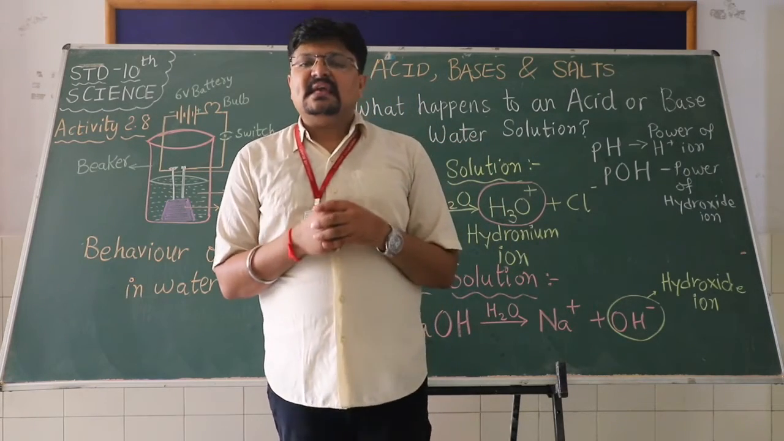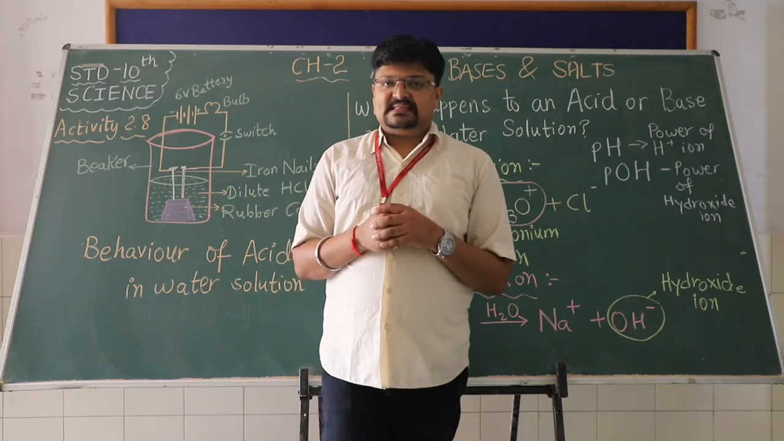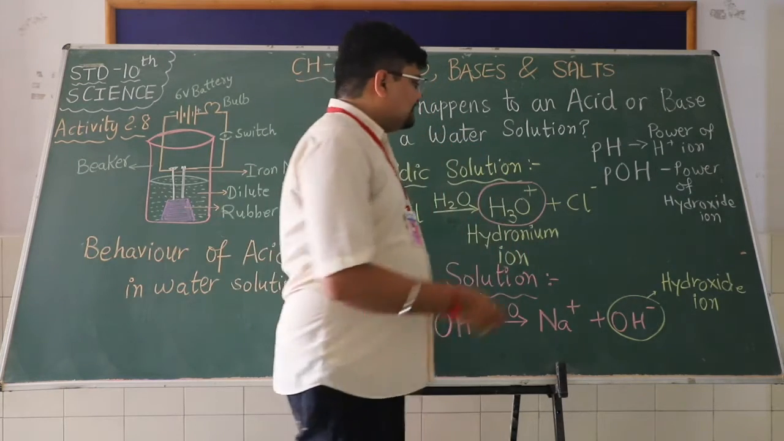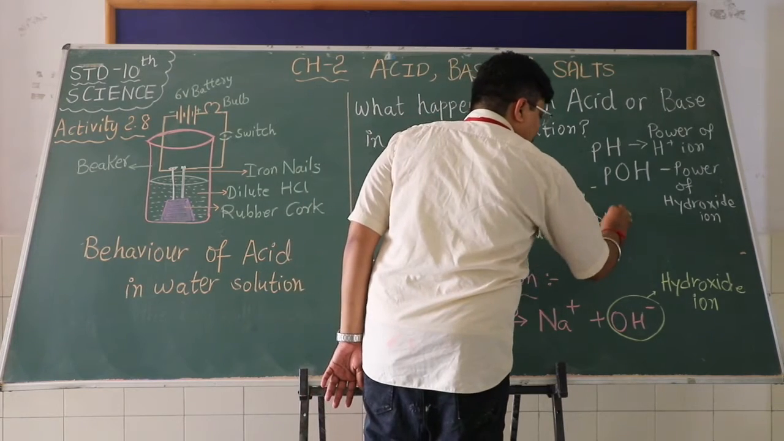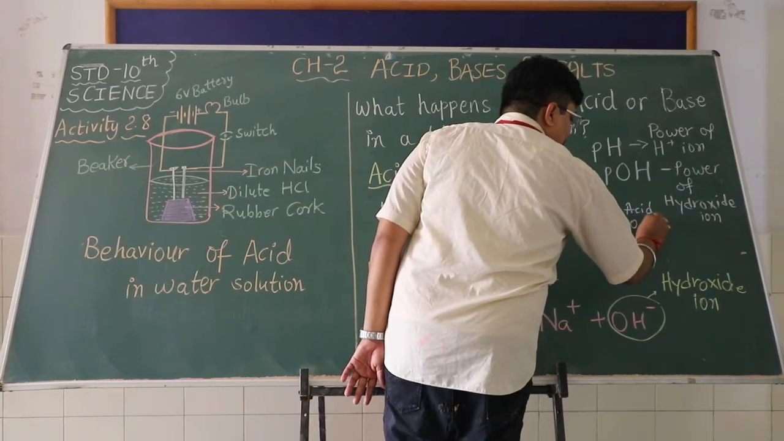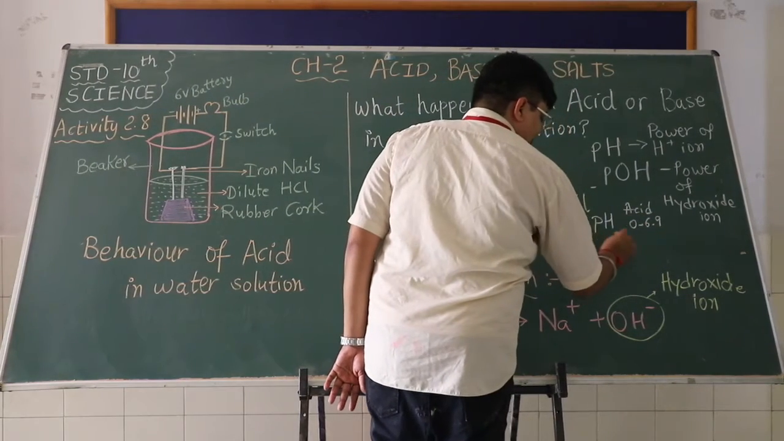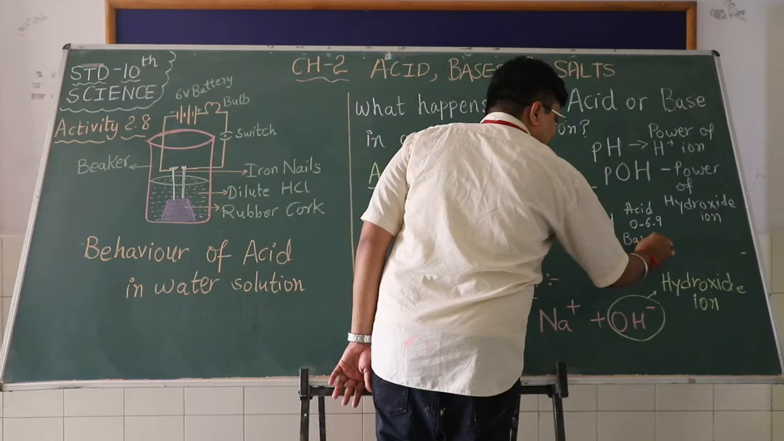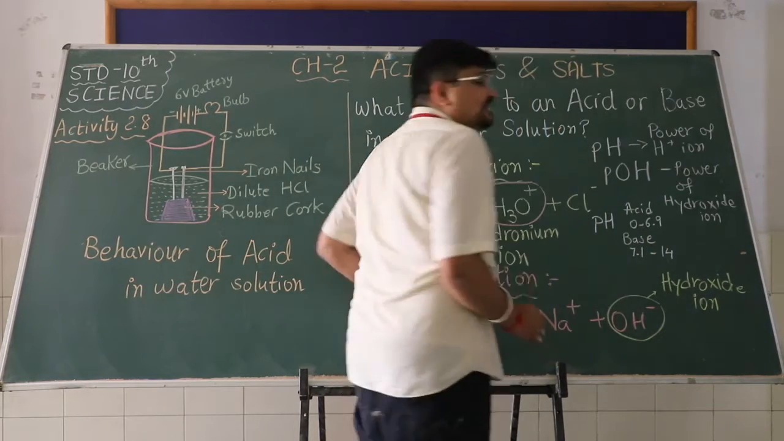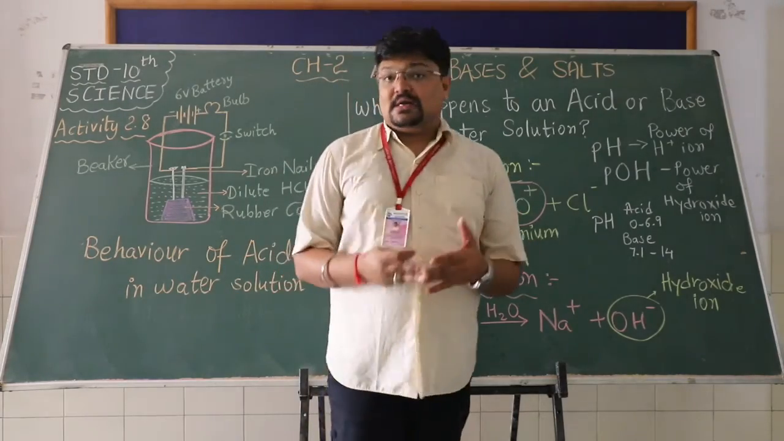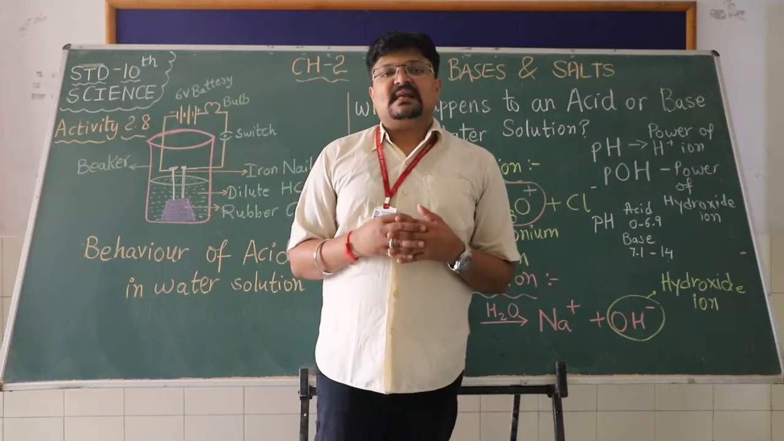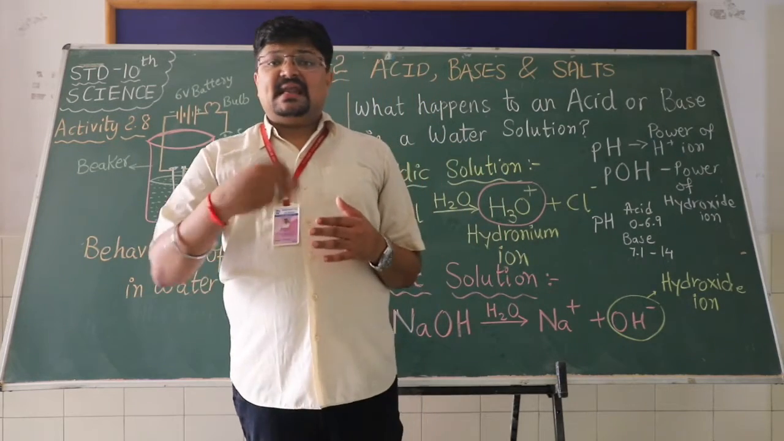So if I generally give the range of acid, base and neutral using the pH scale, then the pH for acid is from 0 to 6.9. For base, it is from 7.1 to 14. And if it is a neutral salt, then it is exactly at 7. All these terms are necessary to understand the chapter's next topics.